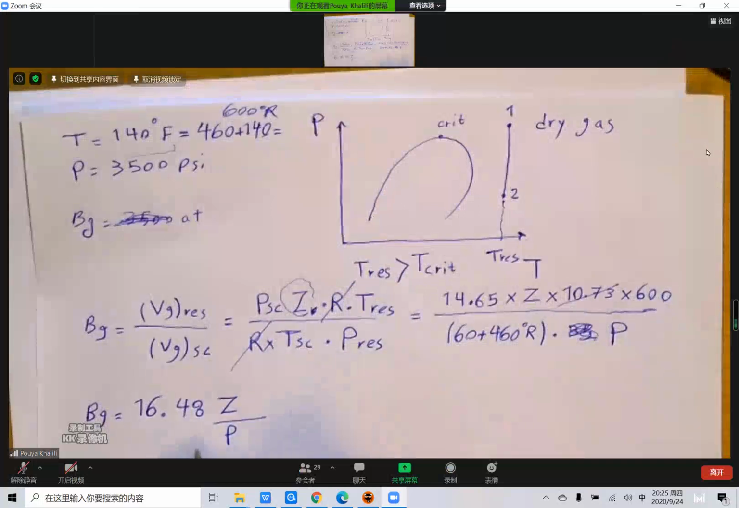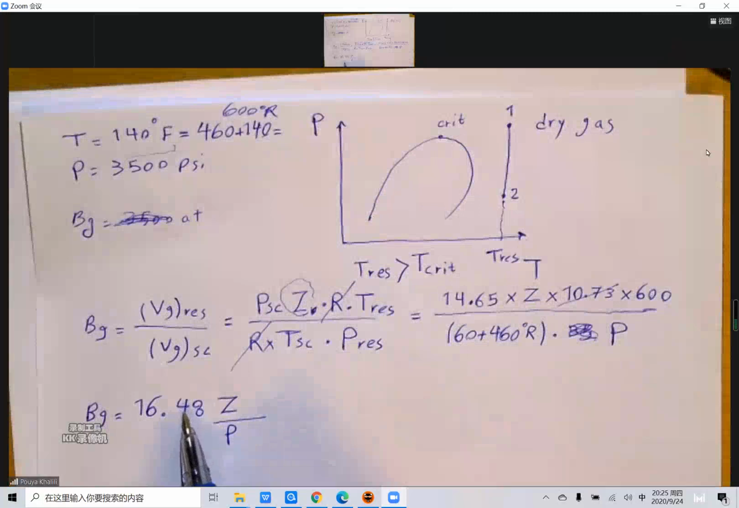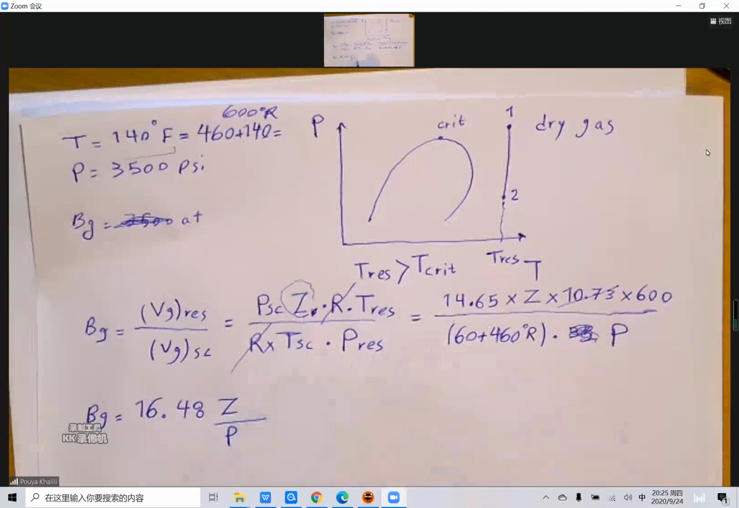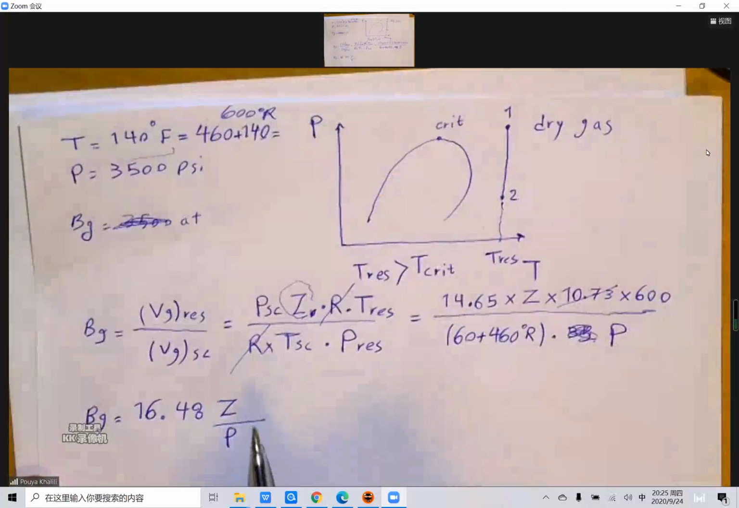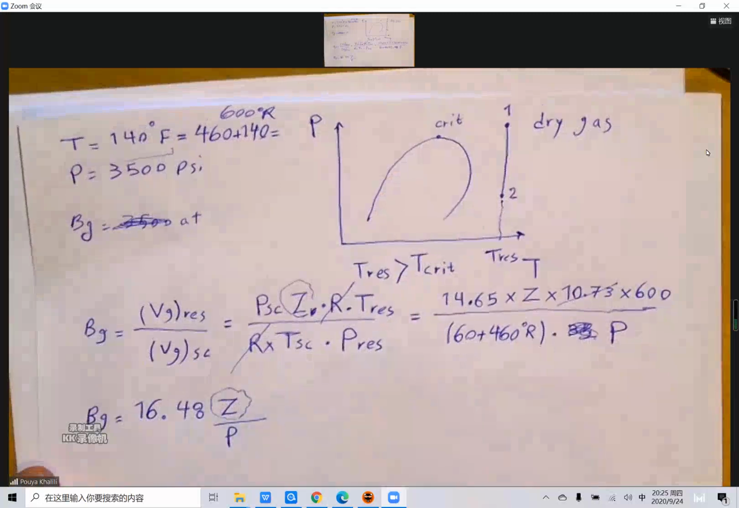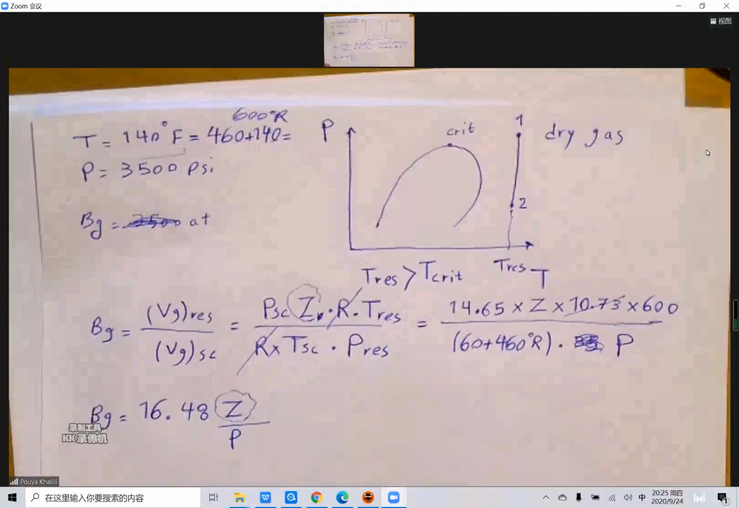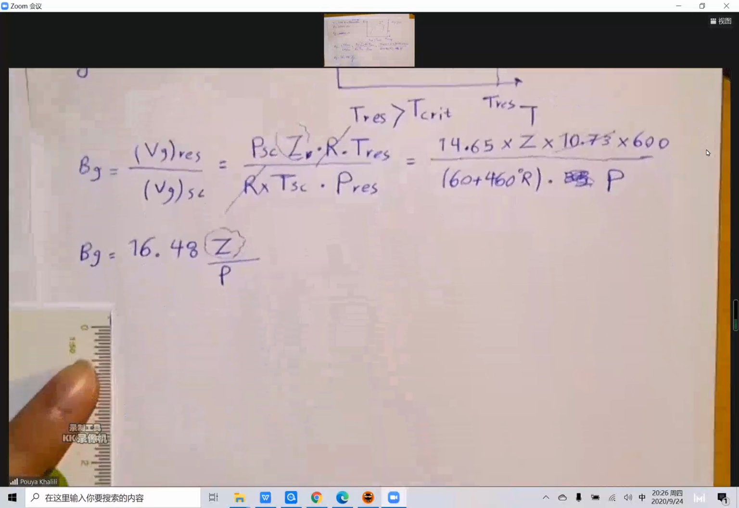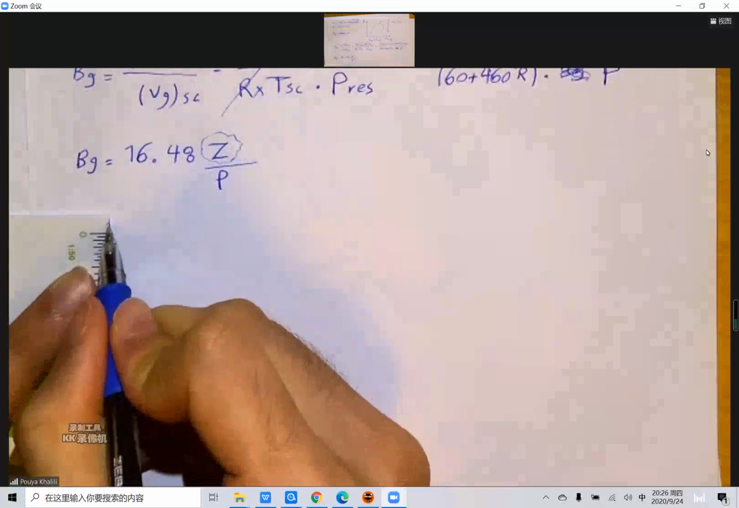So what remains is 0.0283 multiplied by Z over P. What we have to find right now is the compressibility factor for the 5 pressure points. We make a table here.